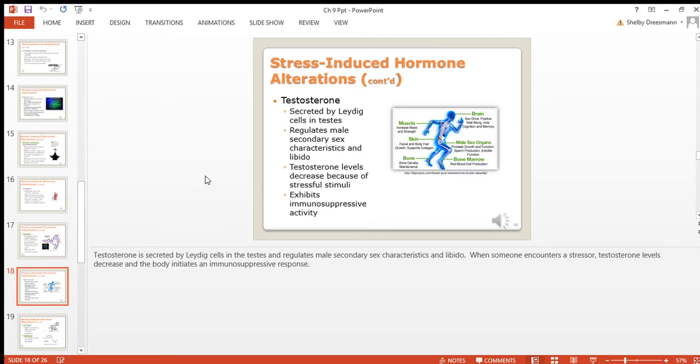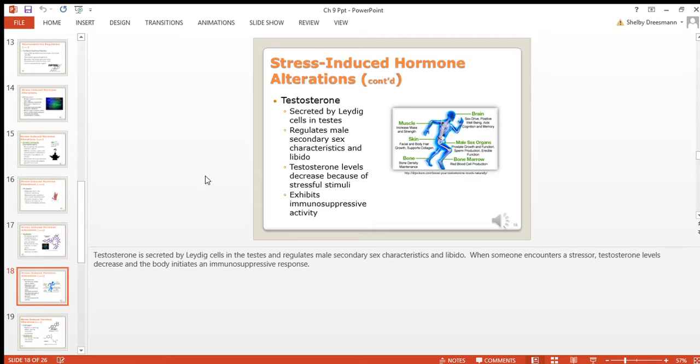Testosterone is secreted by Leydig cells in the testes. Leydig, Leydig, Leydig. I put a star next to that because I bet you if I was a teacher, I would write what cells in the testes secrete testosterone. I could just see them doing that. Leydig cells also regulate secondary sex characteristics and libido. If you guys don't know what libido is, it's sex drive.